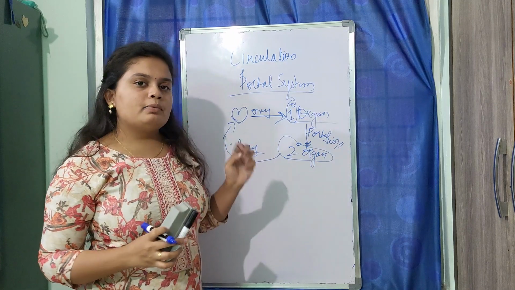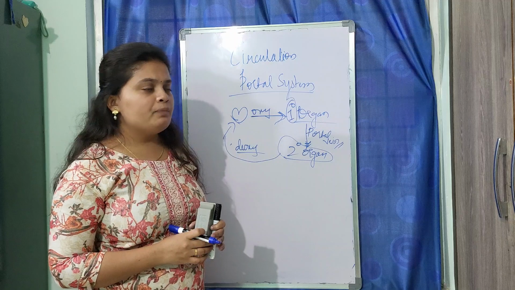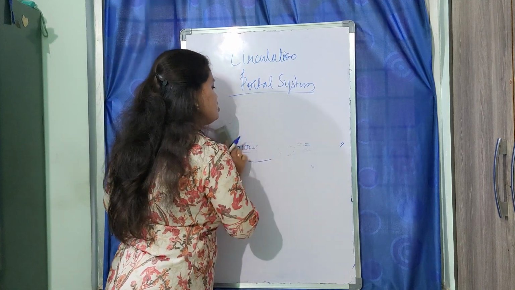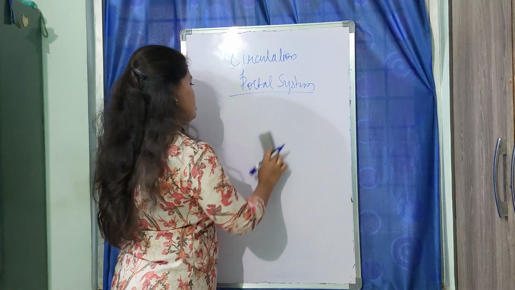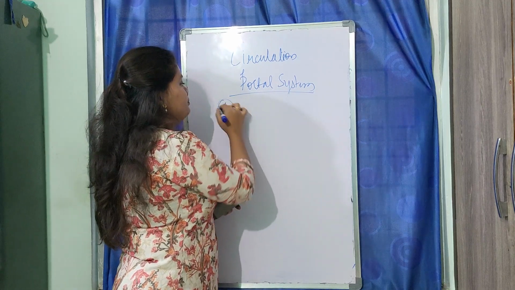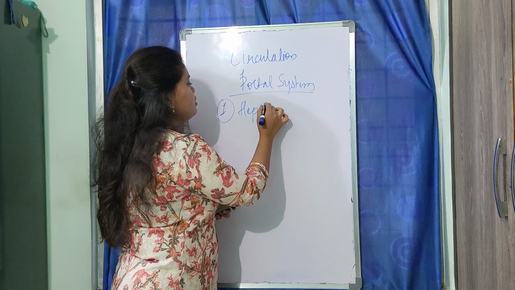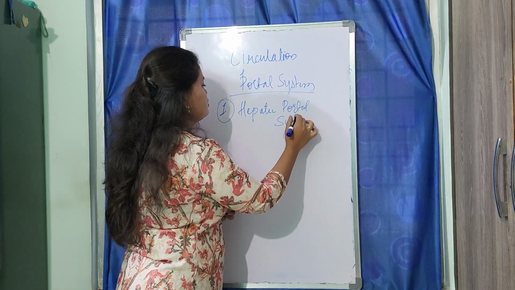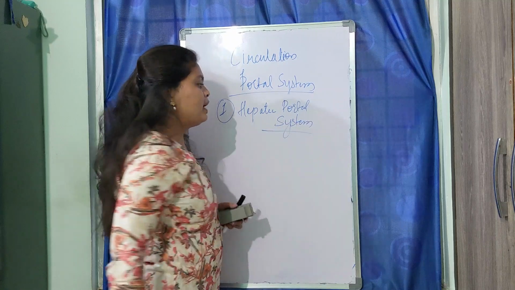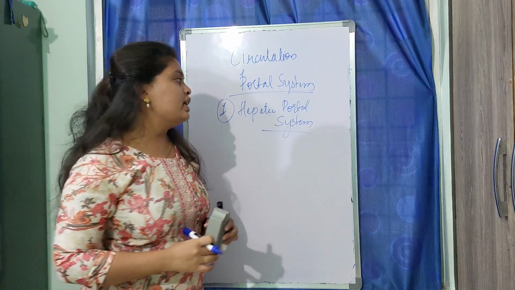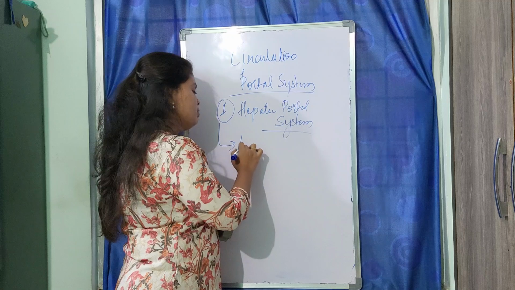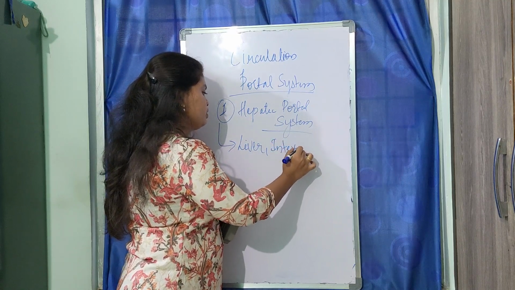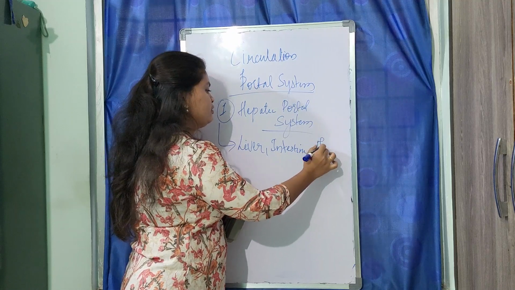So there are three types of portal systems that we need to study. Let us study them one by one. The first type of portal system is the hepatic portal system. So what happens in the hepatic portal system? The organs that are involved in this hepatic portal system are the liver and intestine, and of course the heart.